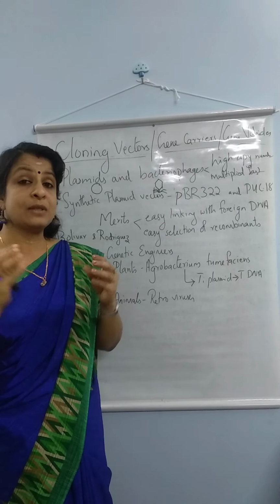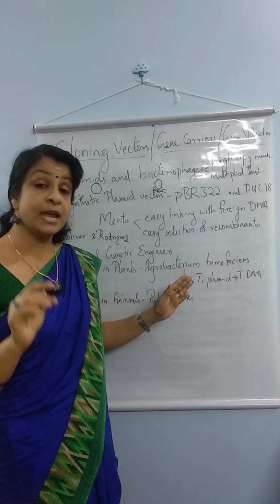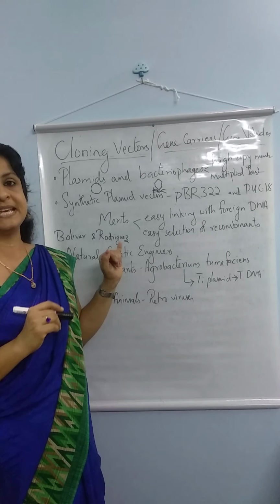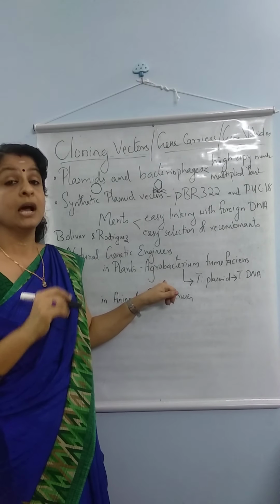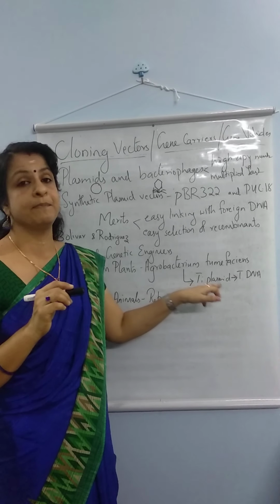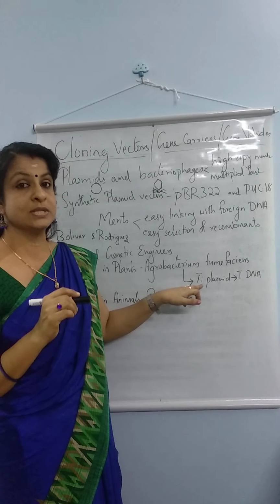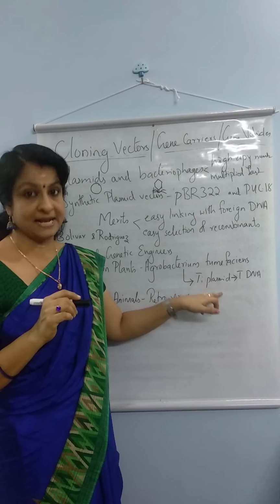Apart from this, there are natural genetic engineers in plants and animals. The natural genetic engineer used in plants is a bacteria called Agrobacterium tumefaciens. So the bacteria Agrobacterium tumefaciens is used as a natural genetic engineer in dicot plants. The specialty is that this bacteria is having a plasmid called TI plasmid, that is tumor inducing plasmid. This plasmid is having a segment of DNA which can cause cancer.